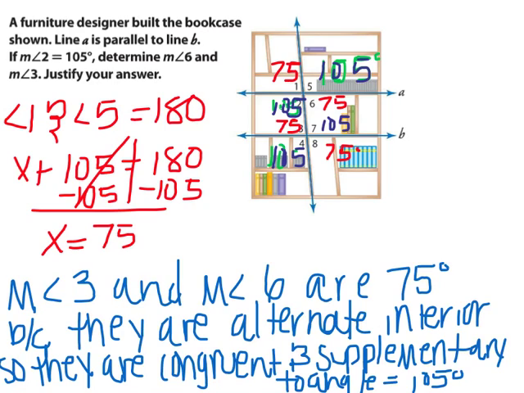So transversals have two parallel lines with a line going through them. Remember, there are vertical angles that are congruent, alternate interior, and alternate exterior.